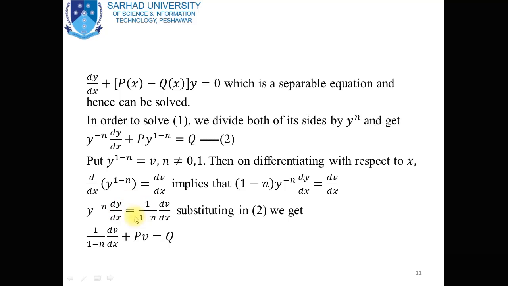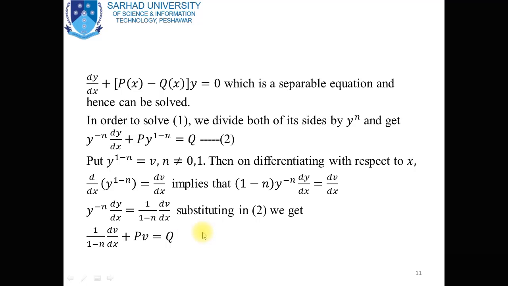now substituting this value in this equation number 2, we obtain a new differential equation in the dependent variable v and an independent variable x: 1 over (1 minus n) dv by dx plus pv is equal to q. Now dear students, this differential equation will be linear.